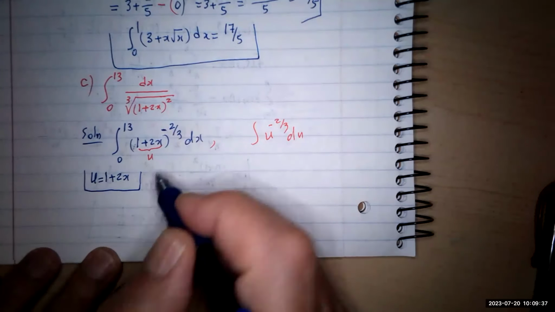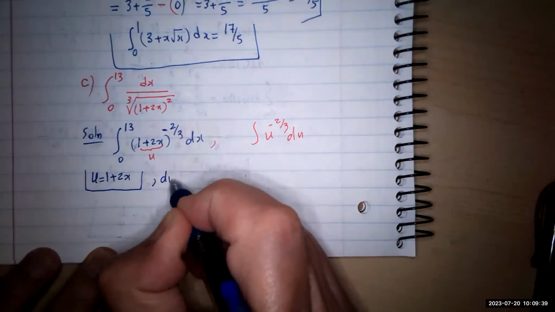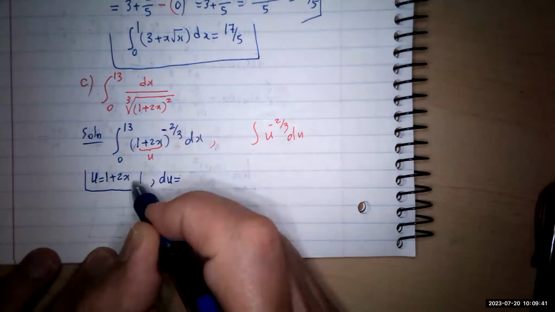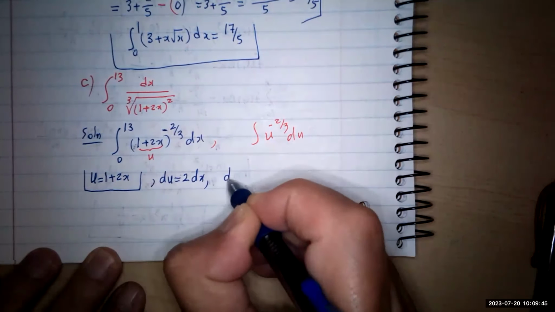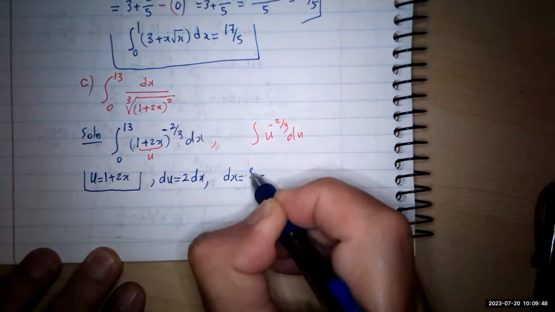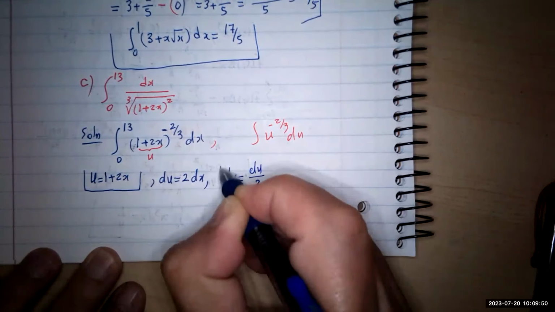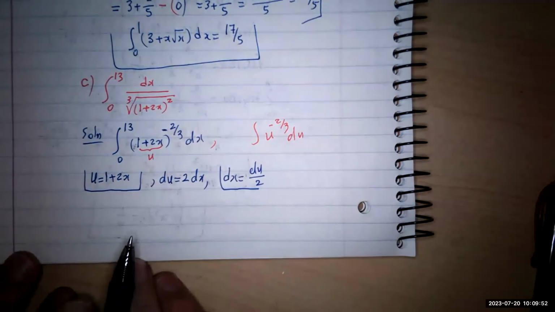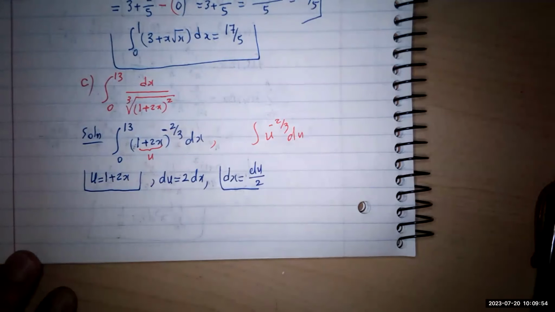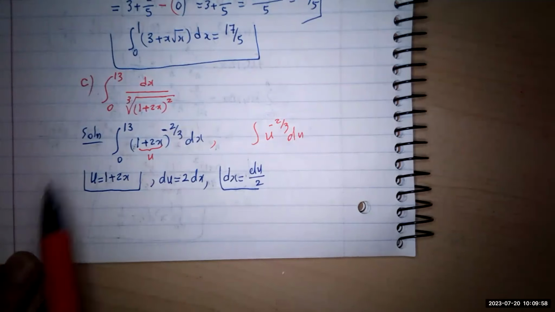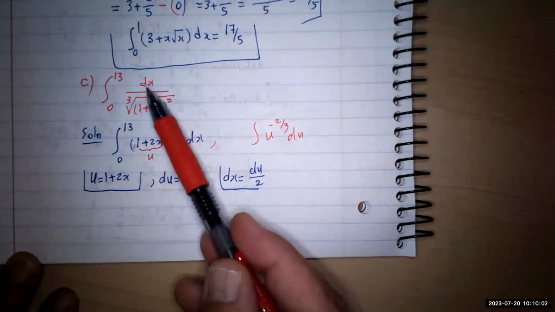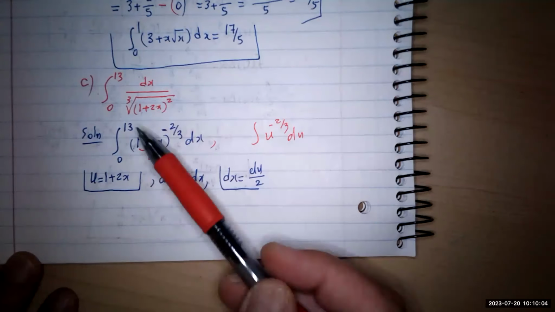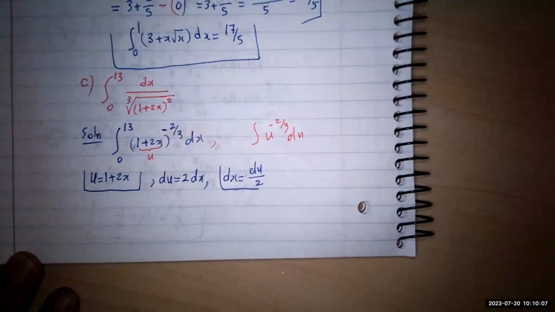Differential du. Derivative of 1 is 0, derivative of 2x is 2 dx. And dx is du over 2, as we did for all the other problems. But there is something else that you have to do. You see these two numbers, 0 and 13. We change everything from x to u, so you have to change these two numbers too.